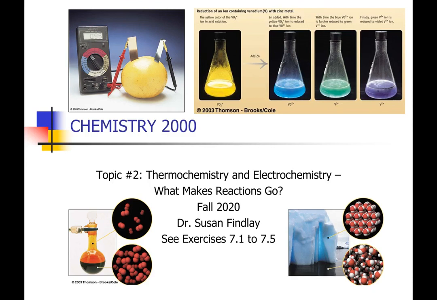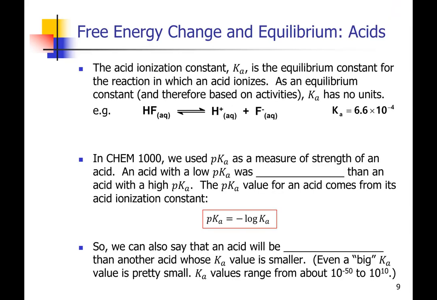In the last video, I showed you how to calculate an equilibrium constant from standard free energy data. In this video, I'm going to show you how to calculate standard free energy data from an equilibrium constant. And the reaction that we're going to be looking at is the dissociation of hydrofluoric acid, or hydrogen fluoride, HF, into a solvated proton and a fluoride anion. And the equilibrium constant for that reaction is 6.6 times 10 to the minus 4.